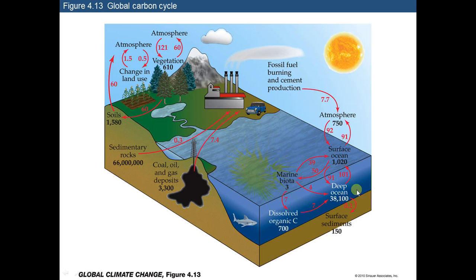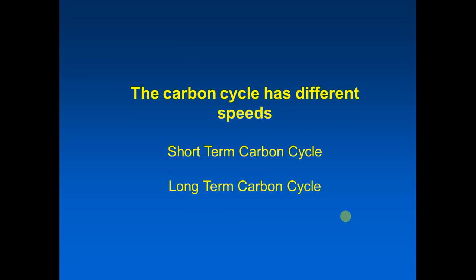And you'll see that it takes a long time for carbon in the deep ocean to build up as sediments at the ocean floor. Now, again, the carbon cycle has different speeds. There's a short-term carbon cycle and a long-term carbon cycle. And we were looking at some examples of these two on the previous slide. Let's start talking more about the short-term carbon cycle in particular to help us understand the reason for those oscillations or wobbles in the Keeling curve.